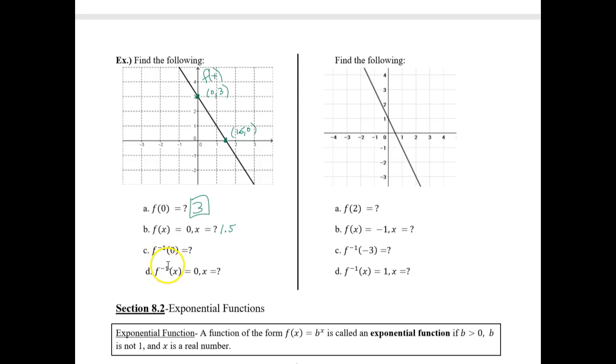The next part wants to know about f inverse of 0. All we have here is the graph of f of x. But remember, we can find f inverse by flipping the ordered pair. So (0, 3) becomes (3, 0). Let me pick a different color here. So (3, 0). And (1.5, 0) becomes (0, 1.5).